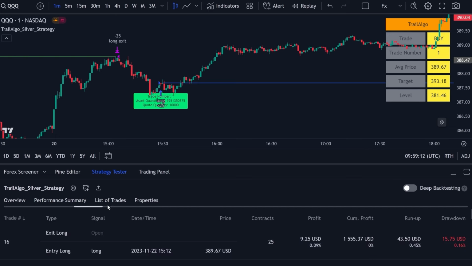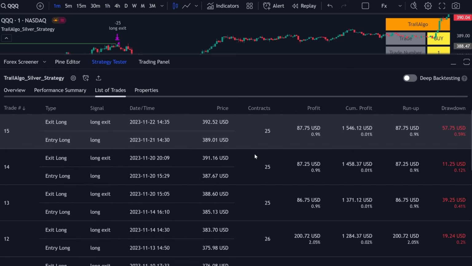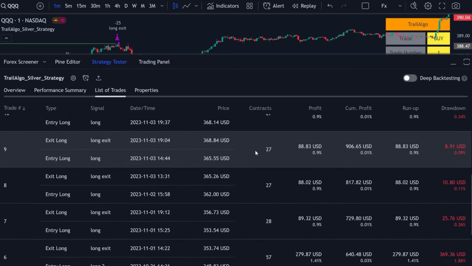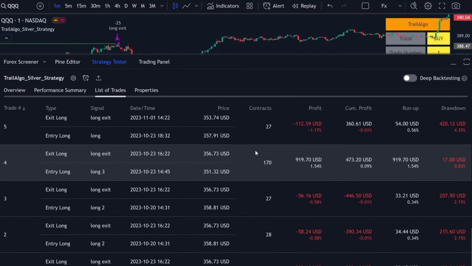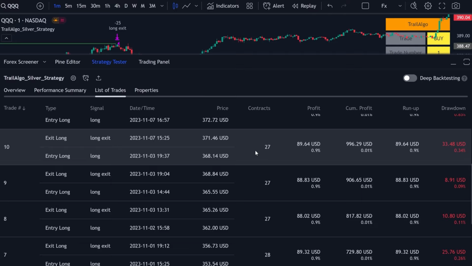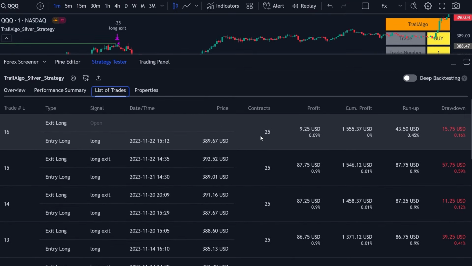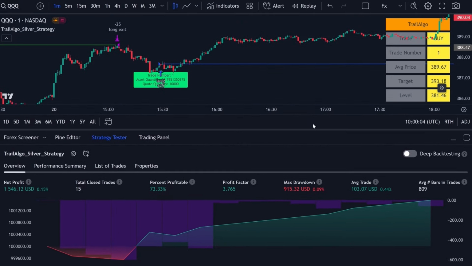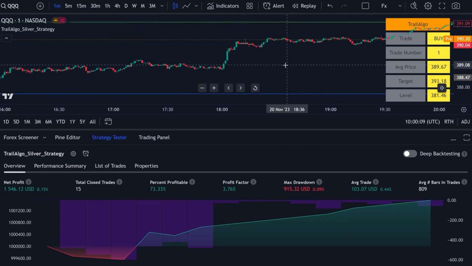In backtesting, TrailAlgo shines brightly. A meticulous analysis of past performance reveals its profitability. The strategy's results are not just promising, they are a testament to its effectiveness. Detailed metrics, including average price, target level, and essential settings, are readily available, empowering traders with comprehensive insights. TrailAlgo emerges as a robust trading solution, offering traders a sophisticated toolset to navigate the complexities of the financial markets.